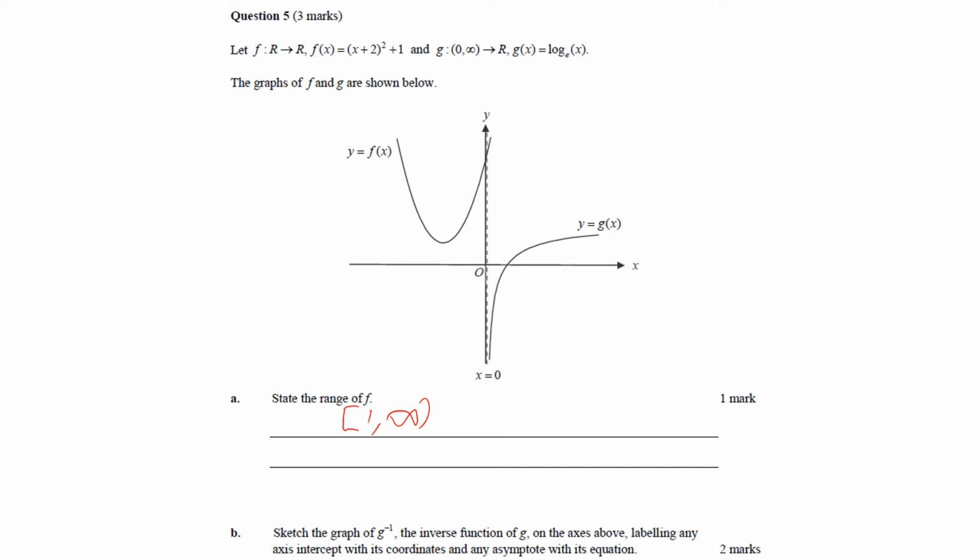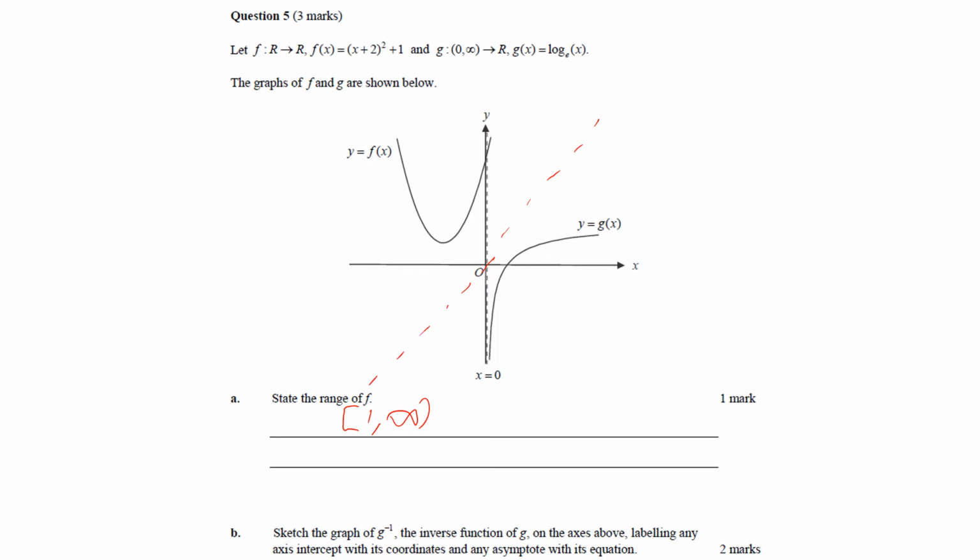The next part of this problem is asking us to sketch the graph of g inverse, which is the inverse function of g, on the same axes. We've got to label any axis intercept with the coordinates and any asymptotes with their equations. So anytime you're thinking of sketching an inverse, you want to draw a little dotted line. This line is y equals x.